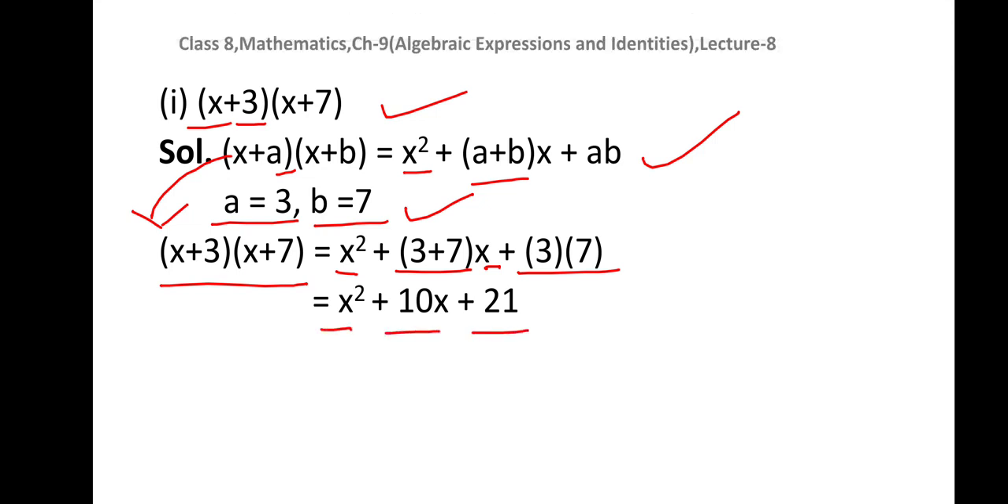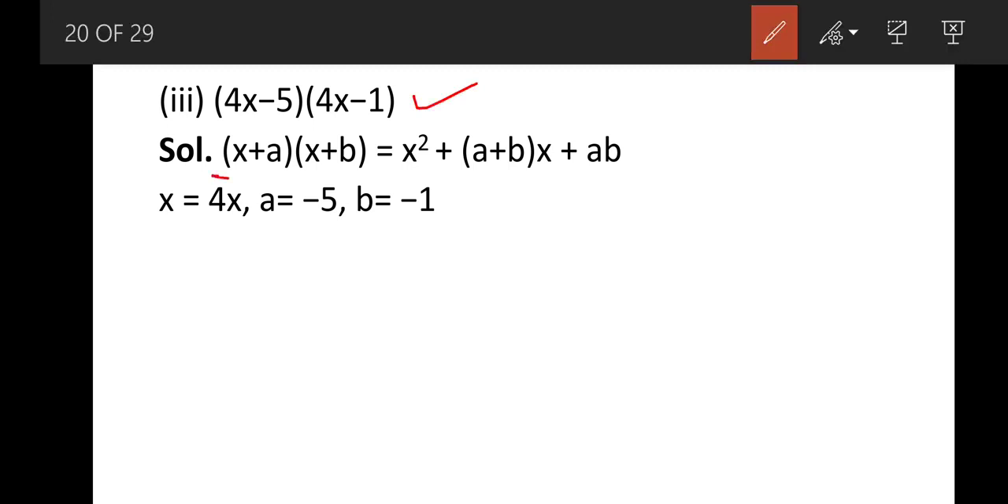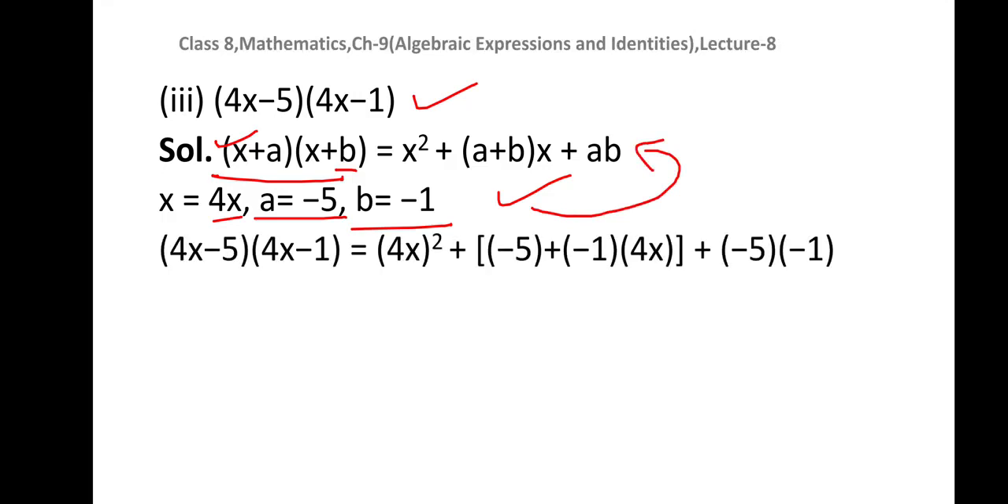Simple as this. Let us come to part 3 of the same question. We are supposed to use this identity. So if I compare this with the left hand side of this identity, what I have observed: in place of x here I have 4x in the question. In place of a I have minus 5. In place of b I have minus 1. So x is equal to 4x, a is equal to minus 5, b is equal to minus 1. Simply what you are supposed to do now is put the values of x, a and b on the right hand side to get the answer. So this is what I have done.